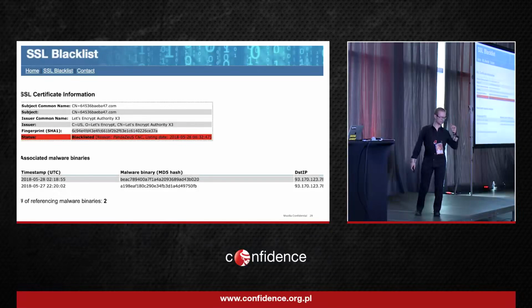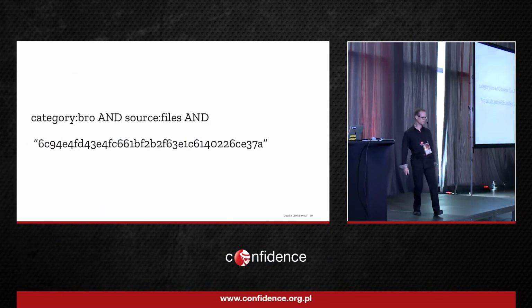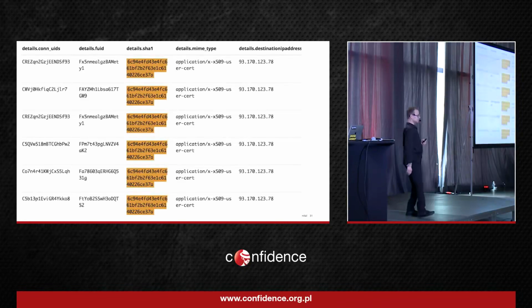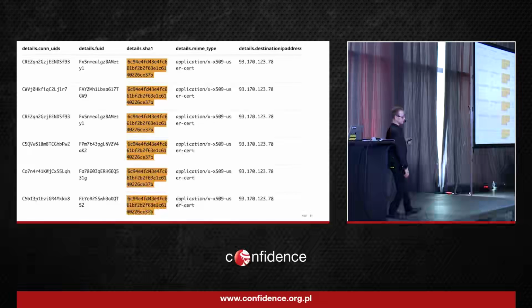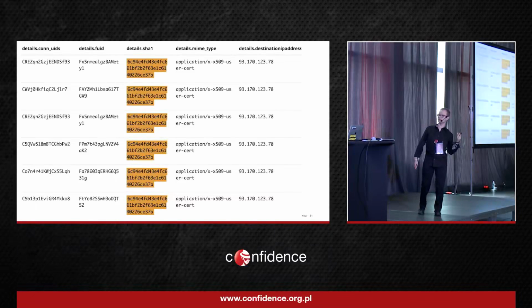So I want to see if any of my systems actually connected to a malicious system described by this SSL blacklist. So I run a simple query, and in this query, I look for a serial number in the SSL certificate. And unfortunately, as you can see, I have some hits here. So some of my internal systems actually connected to the known malicious server and downloaded something from it. I don't know what it was because it's over SSL, but at least I'm able to tell that something like this happened.